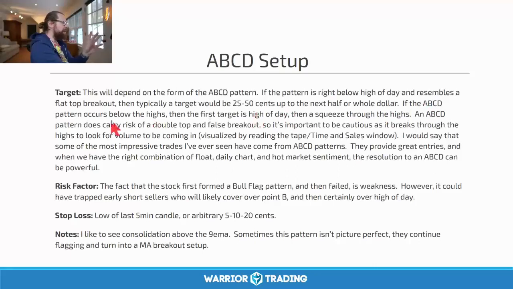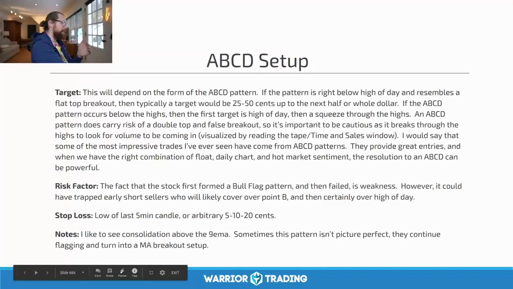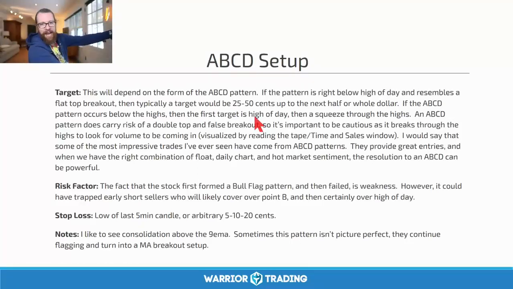If the ABCD pattern occurs well below the highs, as was the case with SCKT, then the first target is a retest of high of day, and then a squeeze through that level up to usually the next half dollar or whole dollar. Again, trading around those psychological areas of support and resistance.